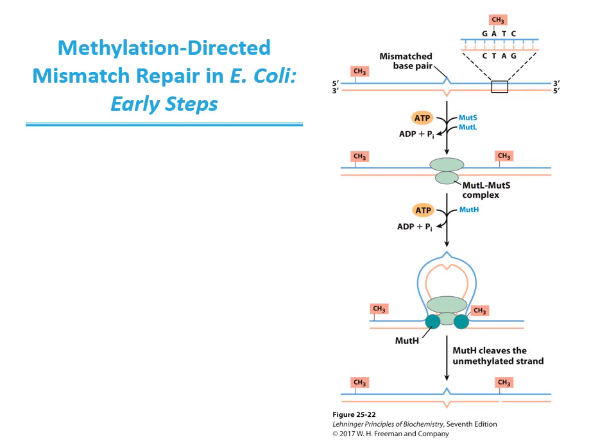The mismatch could be 1,000 base pairs away from the GATC. A complex consisting of DNA helicase II and one of several exonucleases then degrades the unmethylated DNA strand from that point in a 3' to 5' direction towards the mismatch. The removed sequence is replaced using DNA polymerase III and DNA ligase.